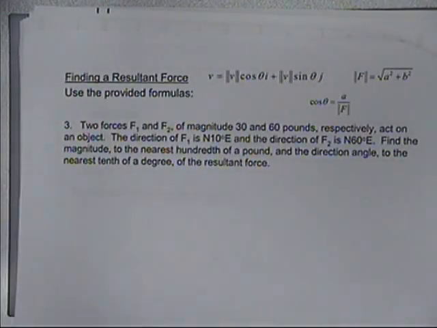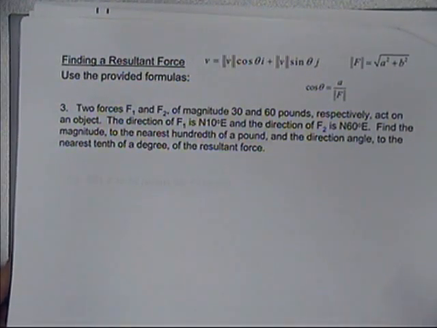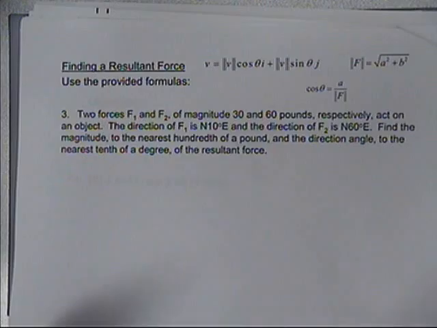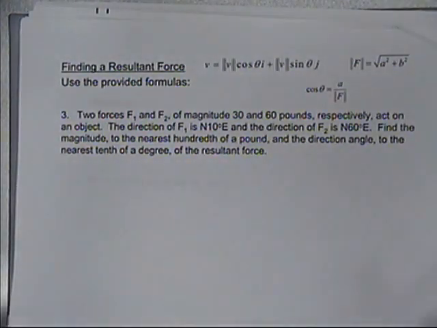And the final one, this is kind of a long example. Basically, we want to combine these two forces. Two forces, F sub 1 and F sub 2, have a magnitude of 30 and 40 pounds respectively, acting on an object. So you got these two things kind of pushing on an object. One is twice as strong as the other. They're pushing at different angles.